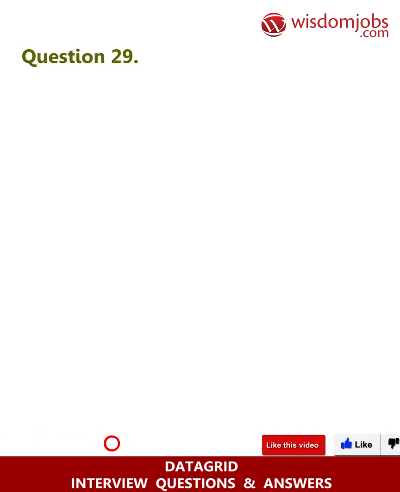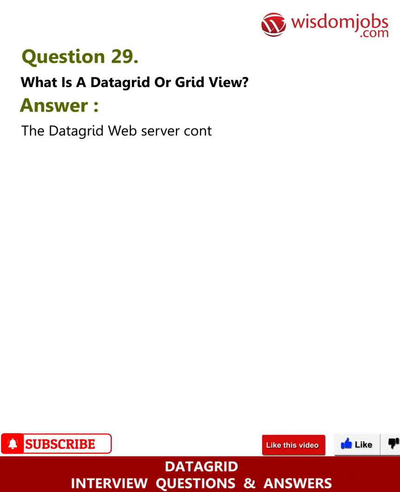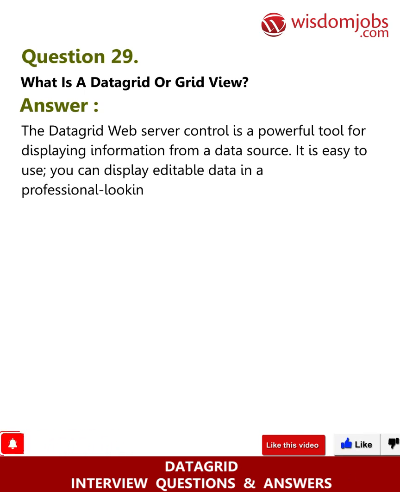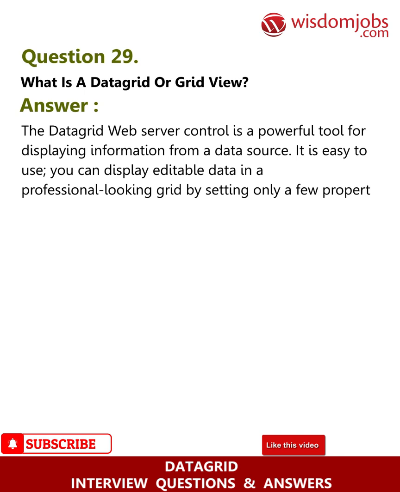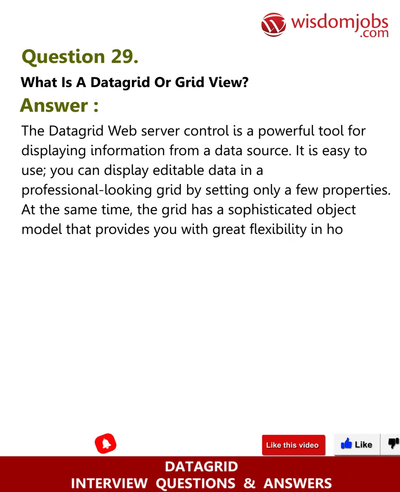Question 29. What is a data grid or grid view? Answer. The DataGrid web server control is a powerful tool for displaying information from a data source. It is easy to use. You can display editable data in a professional-looking grid by setting only a few properties. At the same time, the grid has a sophisticated object model that provides you with great flexibility in how you display the data.